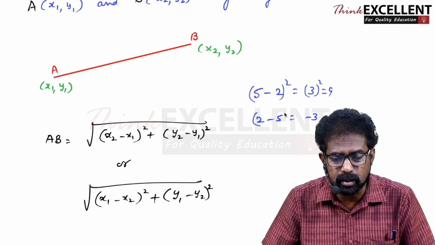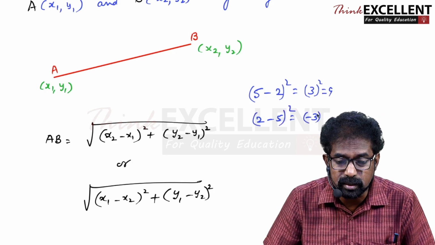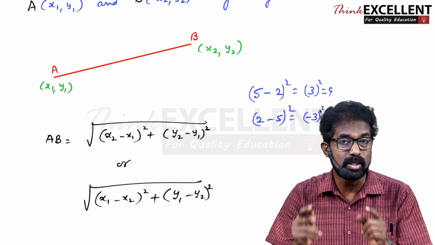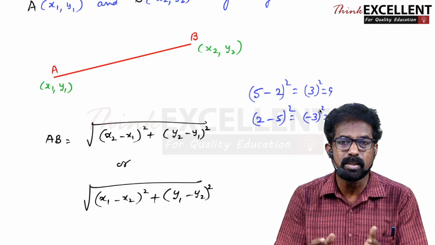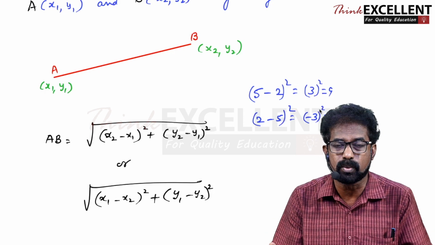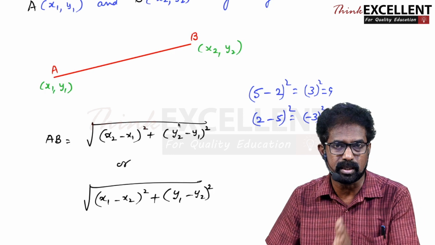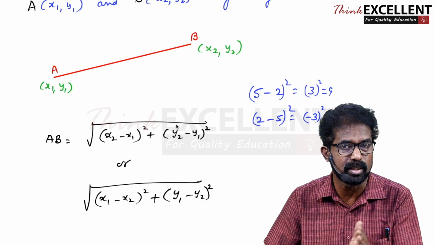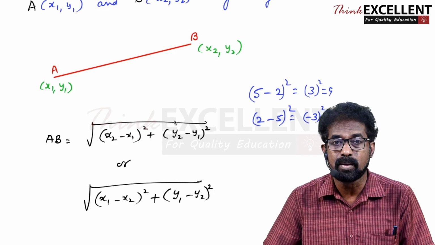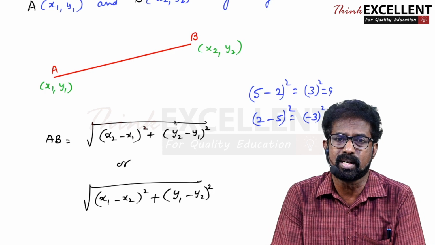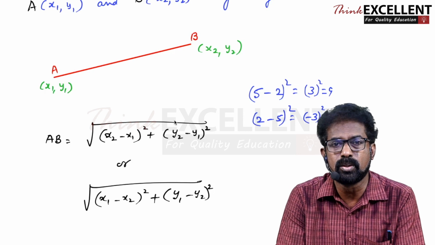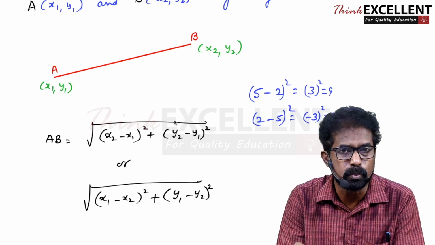Second one, square it and see. When you square, you get minus 3 square, which is also 9. So whether it is a minus b the whole square or b minus a the whole square, the answer remains the same. So we can change the order: x2 minus x1 the whole square or x1 minus x2 the whole square. But remember this formula and you must know when to use it. Why do we use this formula? To find the distance between 2 points.